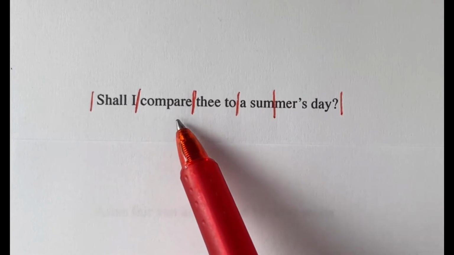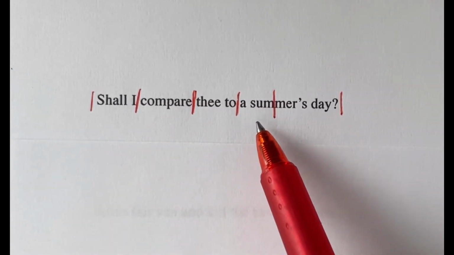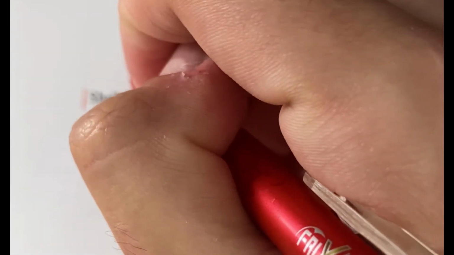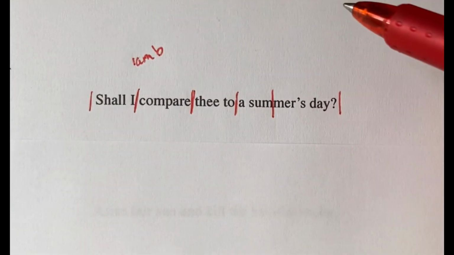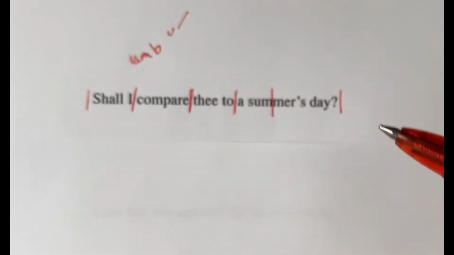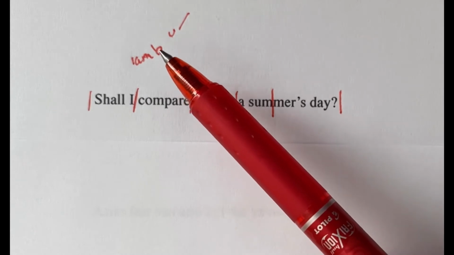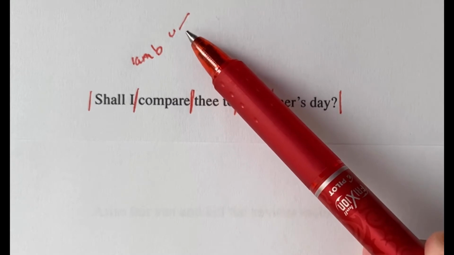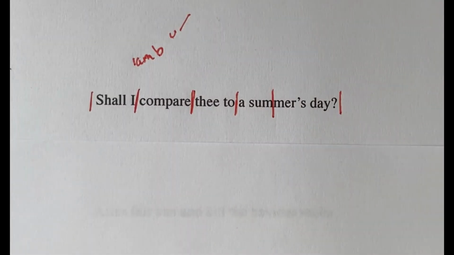Shall I compare thee to a summer's day? So let's now go ahead and mark the stressed and unstressed syllables. Remember, our iamb is unstressed and stressed. So this U right here marks an unstressed syllable, and this slash marks our stressed syllable, right? So let's go through and mark this entire line with our unstressed and stressed syllables.